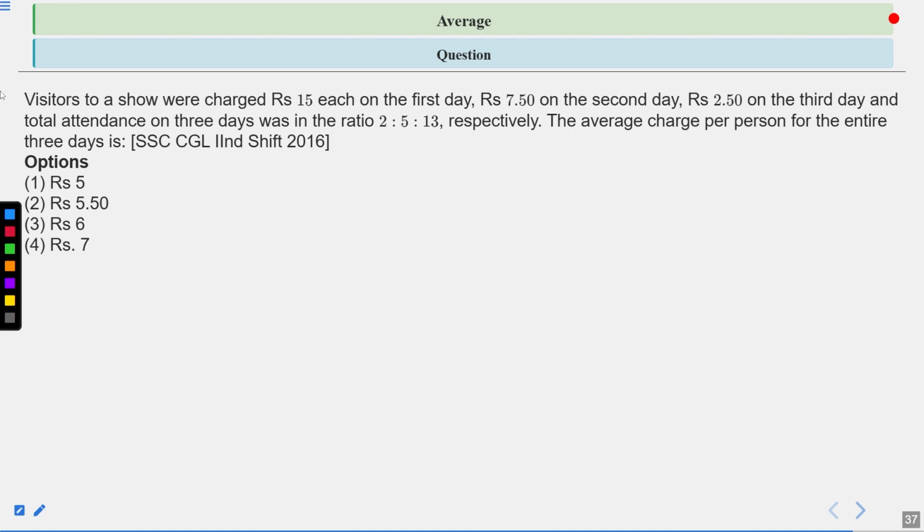Visitors to a show were charged 15 rupees each on the first day, 7.50 rupees on the second day, and 2.50 rupees on the third day, and the total attendance on the 3 days was in the ratio 2:5:13 respectively. The average charge per person for the entire 3 days is? This question was asked in the SSC CGL exam 2016, second shift. There are 4 options. First one is 5 rupees, second is 5.50 rupees, third one is 6 rupees, and fourth one is 7 rupees. Now you have 10 seconds to analyze the question. Your time starts now.